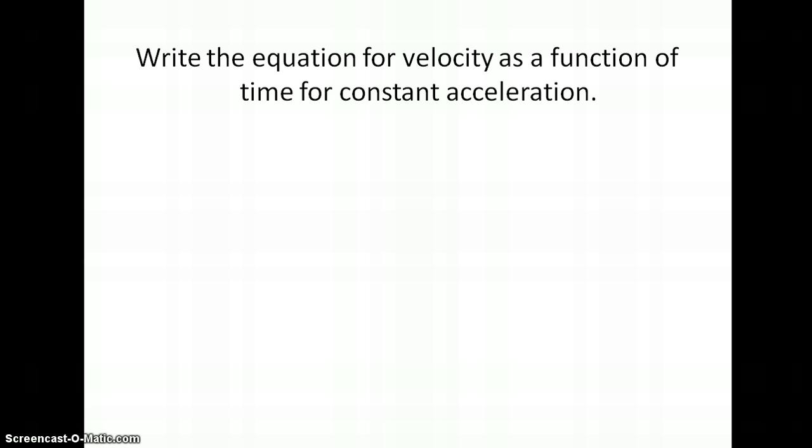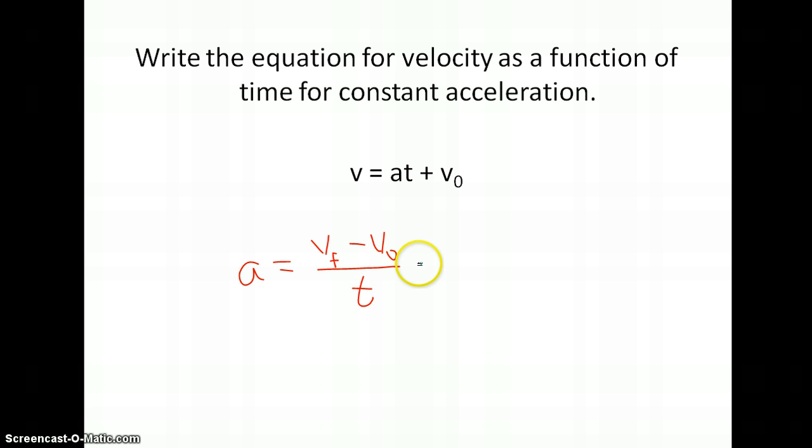Now, we need to write the equation for velocity as a function of time for constant acceleration, and here is this equation. Now, you've seen this equation. It's just a rearrangement of your acceleration equation, where we've got the final velocity, sometimes we'll put an F there, minus the initial velocity over change in time. Okay, so let's move time to the other side. Time goes over here, just like this. So acceleration multiplied by time is final velocity minus initial velocity.